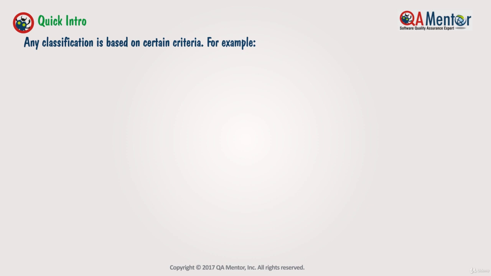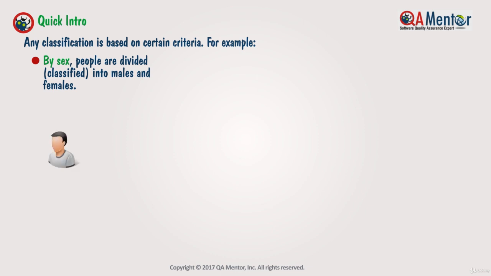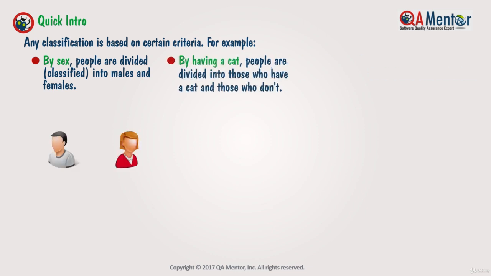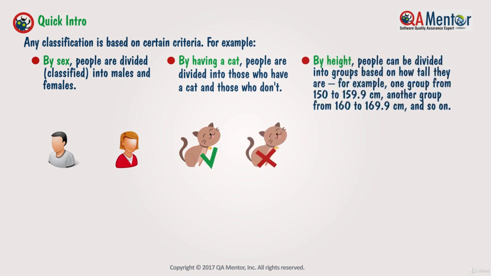Quick intro. Any classification is based on certain criteria. For example, by sex, people are divided, classified, into males and females. By having a cat, people are divided into those who have a cat and those who don't. By height, people can be divided into groups based on how tall they are. For example, one group from 150 to 159.9 centimeters, another group from 160 to 169.9 centimeters, and so on.